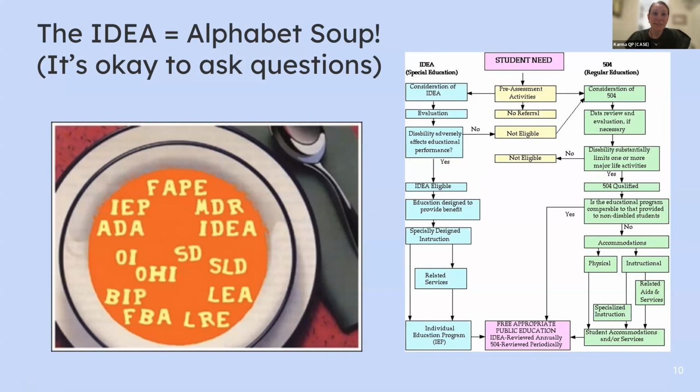So let's dive into the IDEA alphabet soup. What you are looking at is a very confusing map of how special education works. So we're going to help you understand this map tonight, and we're probably going to give you some easier maps to read and understand your rights and your students' rights as well.